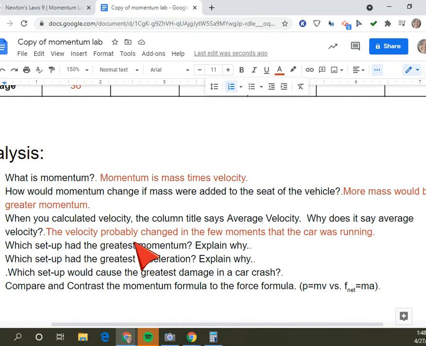Questions 4 and 5 I'd really like for you to do on your own. Which setup had the greatest momentum? Explain why. And which setup had the greatest acceleration? Explain why. So think about that incline. Why was momentum greater? I'm going to give you a few seconds to do 4 and 5, and then we'll talk about 6 in just a moment. More mass would be greater momentum.